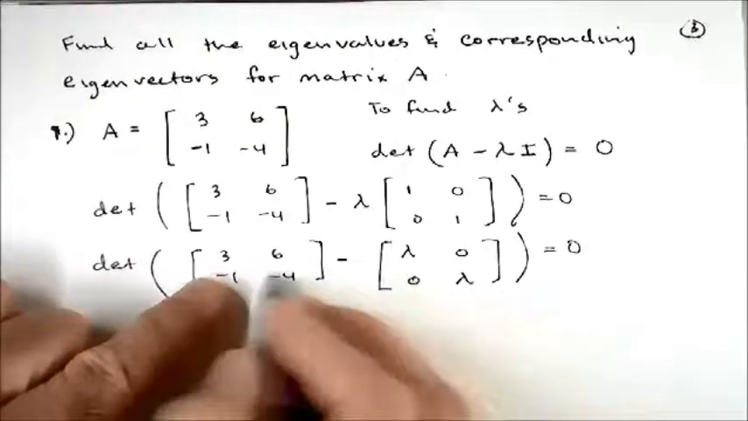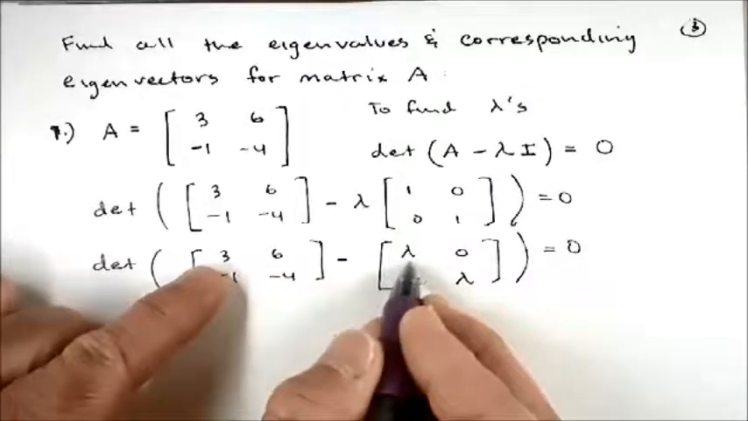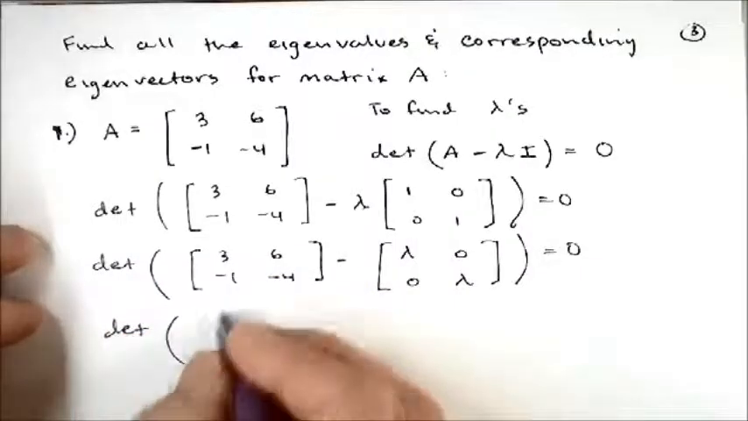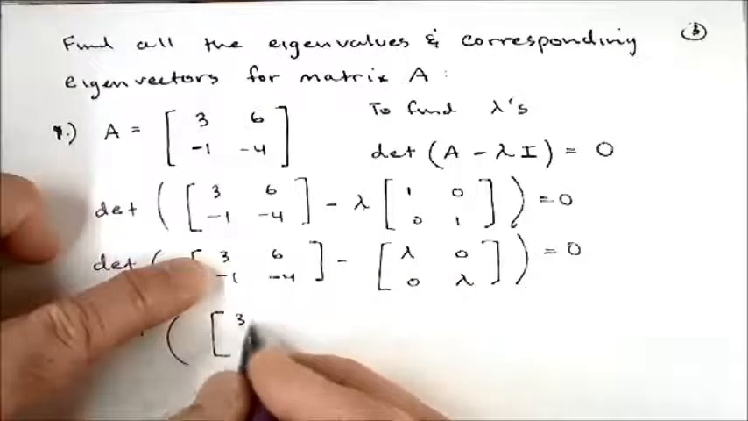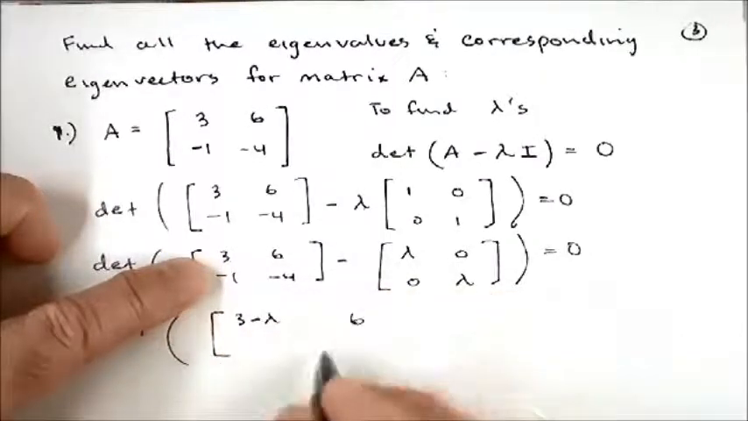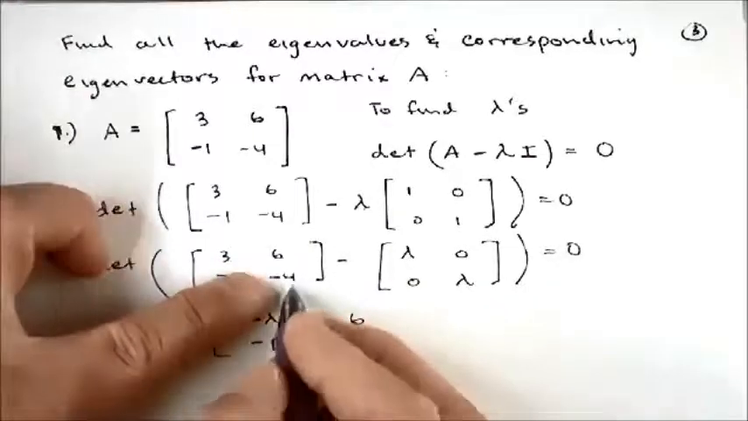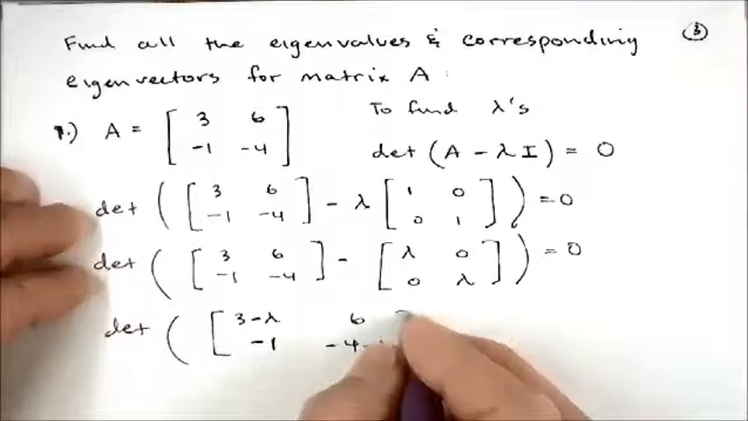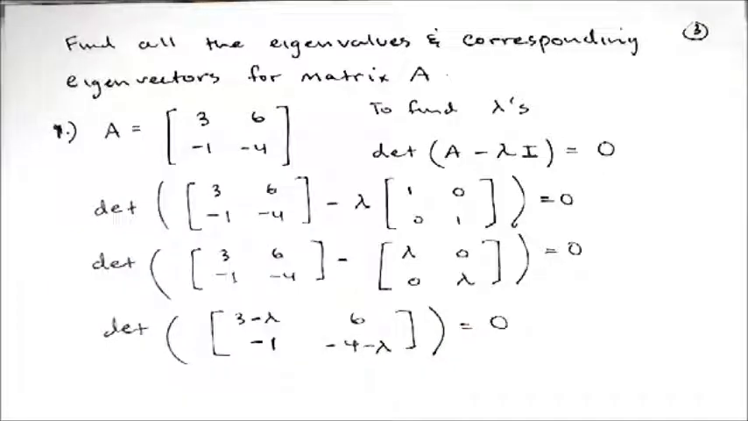And remember, the way we add or subtract matrices, you have to do it by position. So what it boils down to, I'm going to have a 3 minus lambda in this spot. 6 minus 0 stays as 6. -1 minus 0 stays as -1, but then I'm going to have -4 minus lambda. And I want to set that determinant equal to 0.